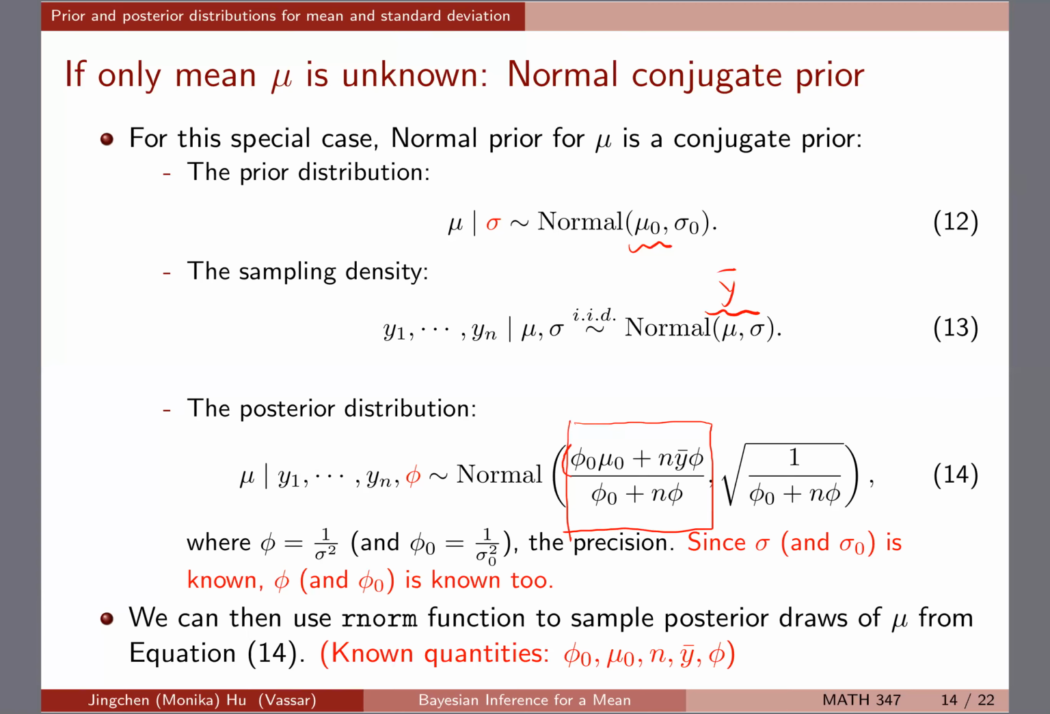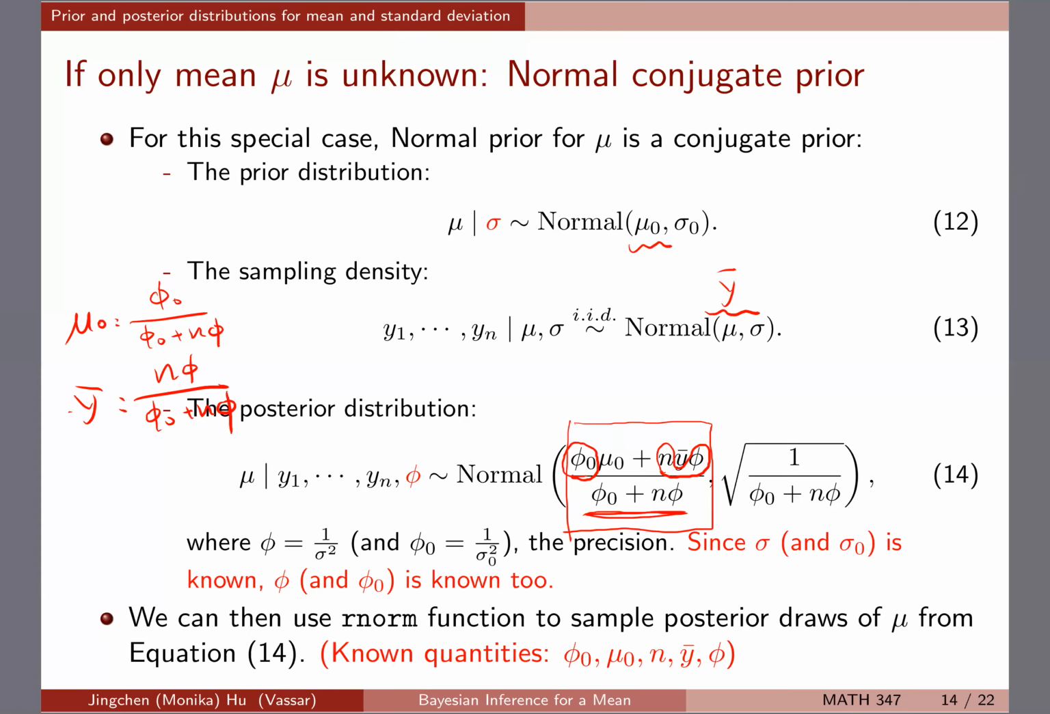So this is part of the weight, right? And I should say the part of the weight is n times phi. And as you can see, the denominator is the sum of these two. So what are the weights? The weight for mu0 is phi0 over phi0 plus n phi, right? And the weight for y bar is n phi over phi0 plus n phi. Okay. So again, the posterior mean is a weighted average of the prior mean and the sample mean.